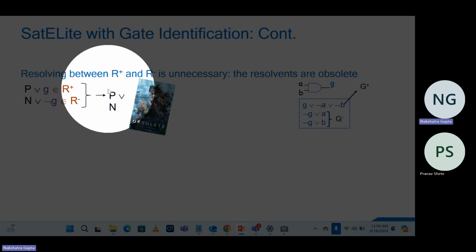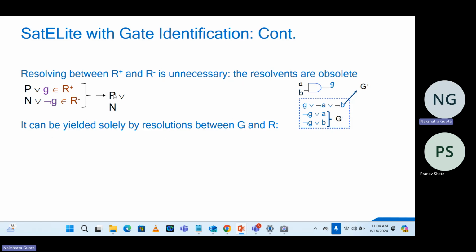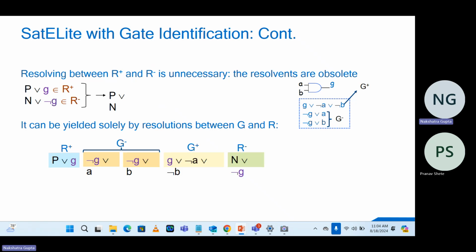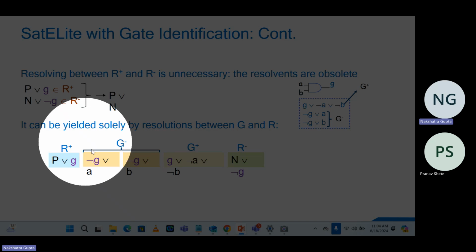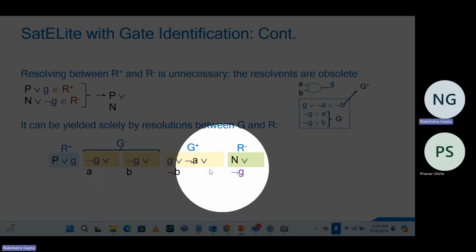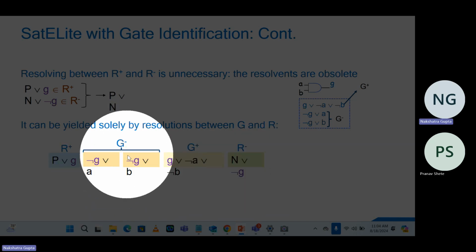And supposedly the result will be pure F, but we don't need it because we can derive it from clauses of G and R. And why is that? So here we have the representation of, again, the mathematical response of all these.